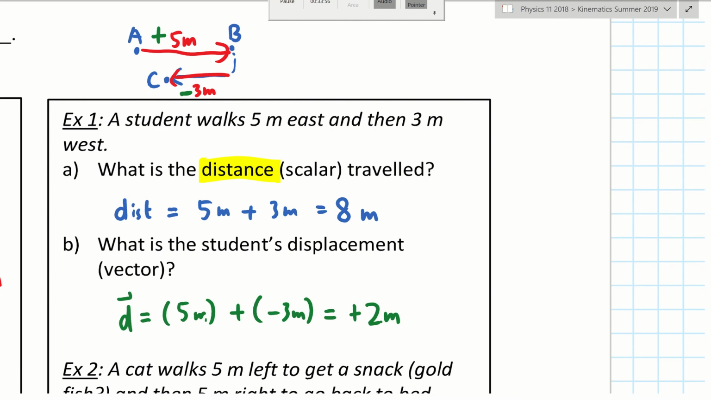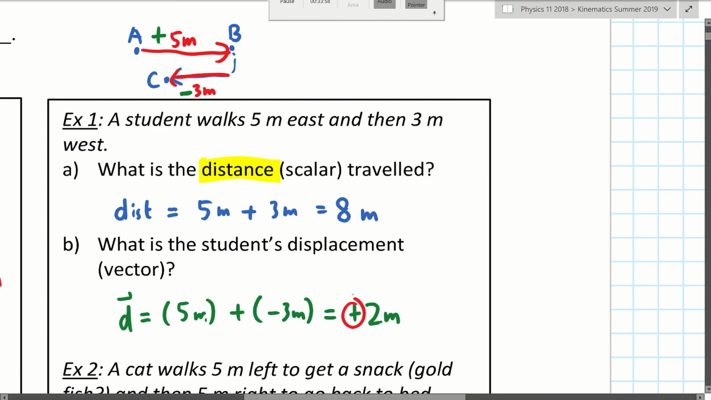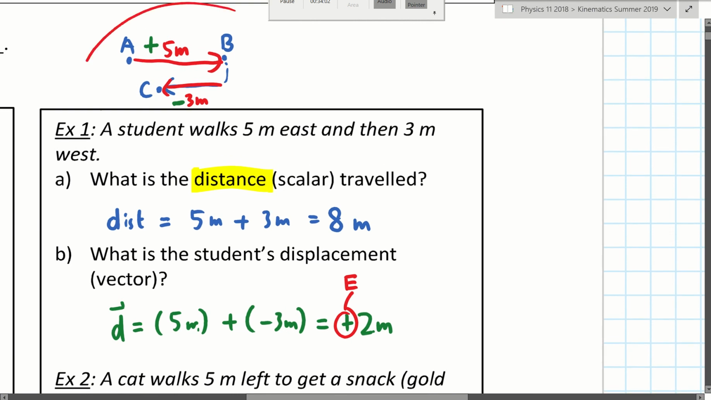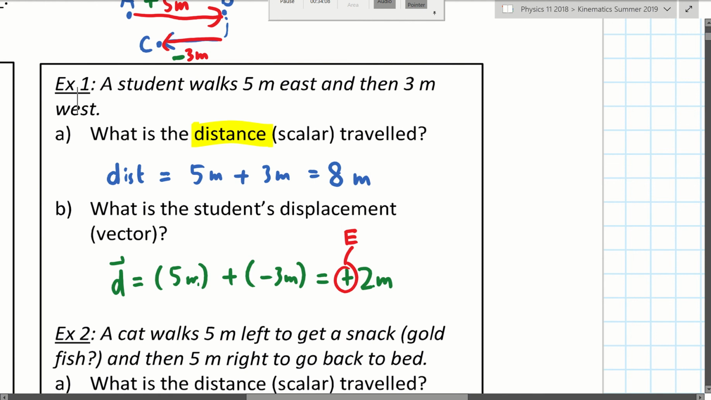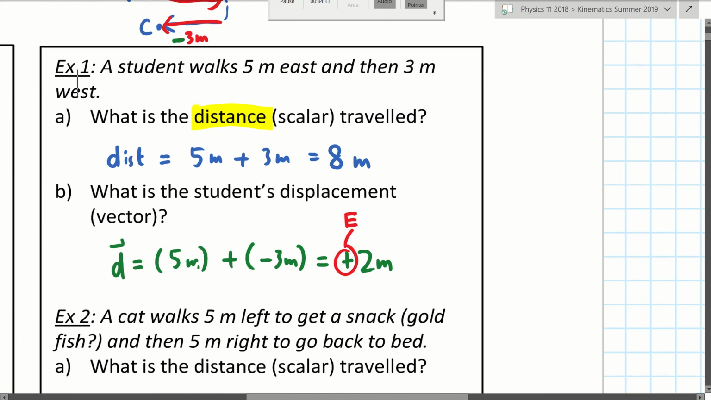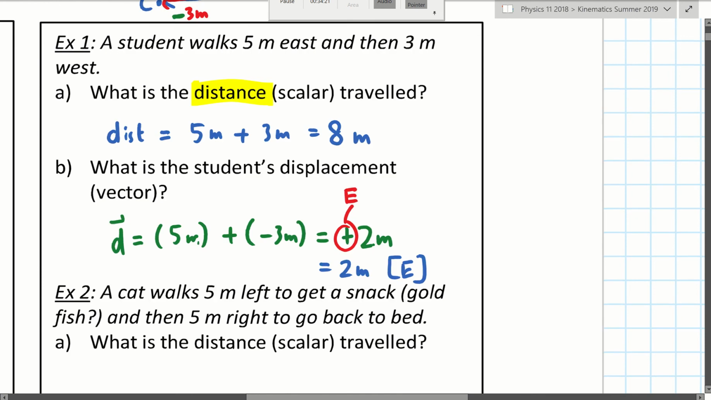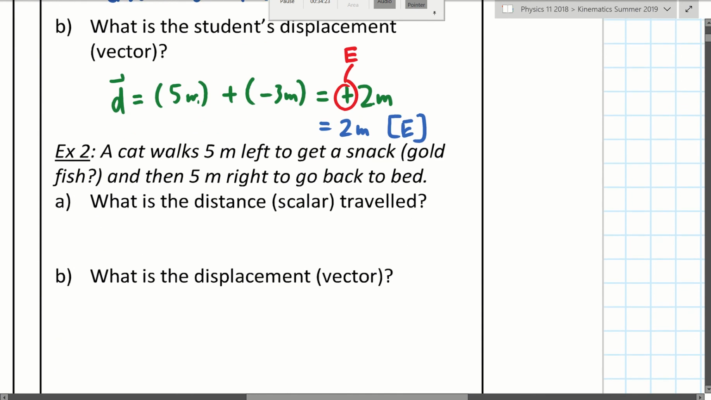Now, in this question, the positive sign is associated with the east, because in our picture, we just happen to draw positive with the east. You can decide that. You can tell people which way is positive, which way is negative. So therefore, your answer can either be this, or you can say 2 meters and just put east. Okay, so you put 2 meters east on it. That will be perfect. Okay, let's try another one.